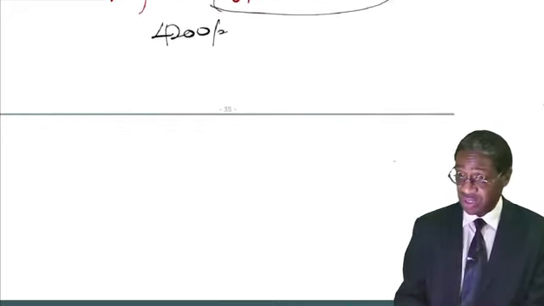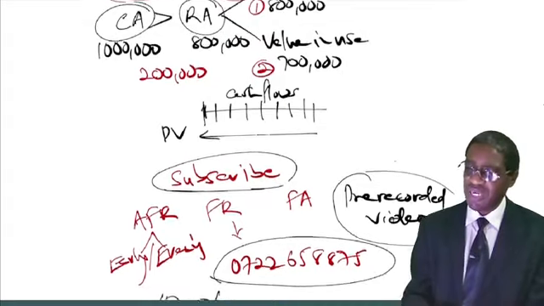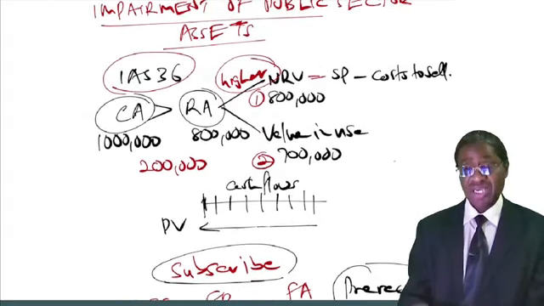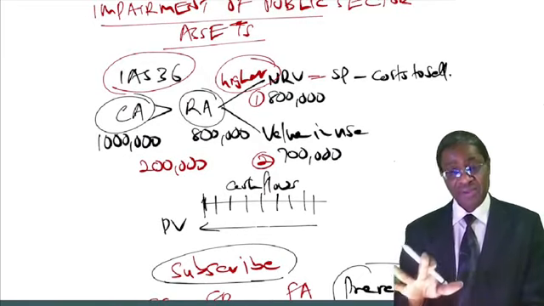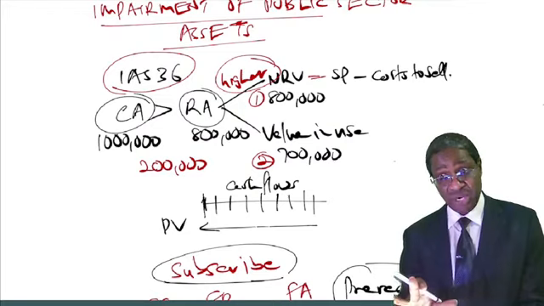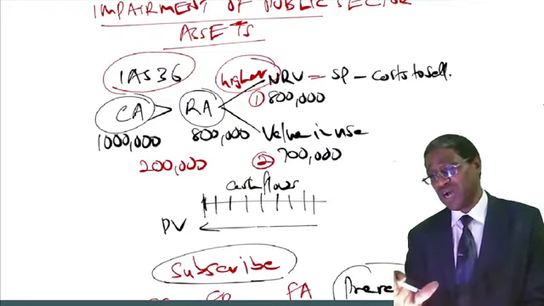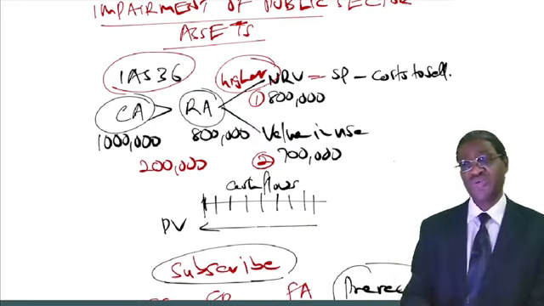I was saying this. I've reminded you how to test for impairment of assets under IAS number 36: comparing the carrying amount of an asset with its recoverable amount. How do you get the recoverable amount? It is the higher of net realizable value and value in use.